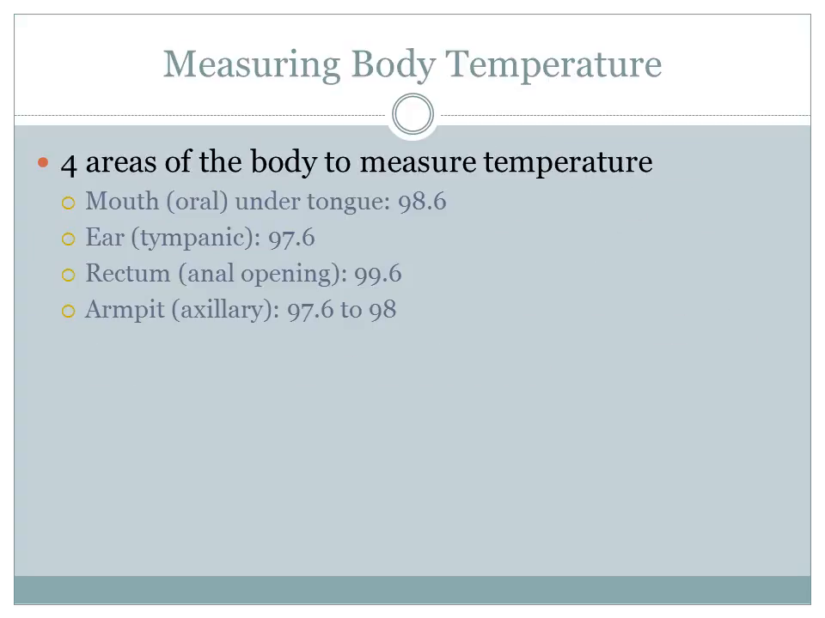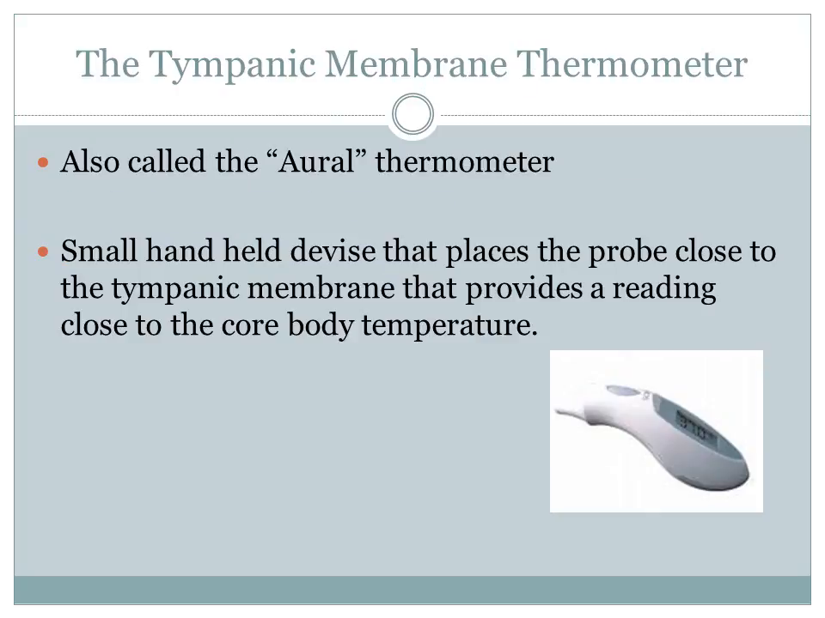Measuring body temperature. There are 4 areas of the body to measure temperature: mouth, oral, under the tongue, normal is 98.6; ear, tympanic, 97.6; rectum, anal opening, 99.6; armpit, which we know as axillary, 97.6 to 98. A tympanic membrane thermometer, also called the aural thermometer, is a small handheld device that places the probe close to the tympanic membrane and provides a reading close to the core body temperature.